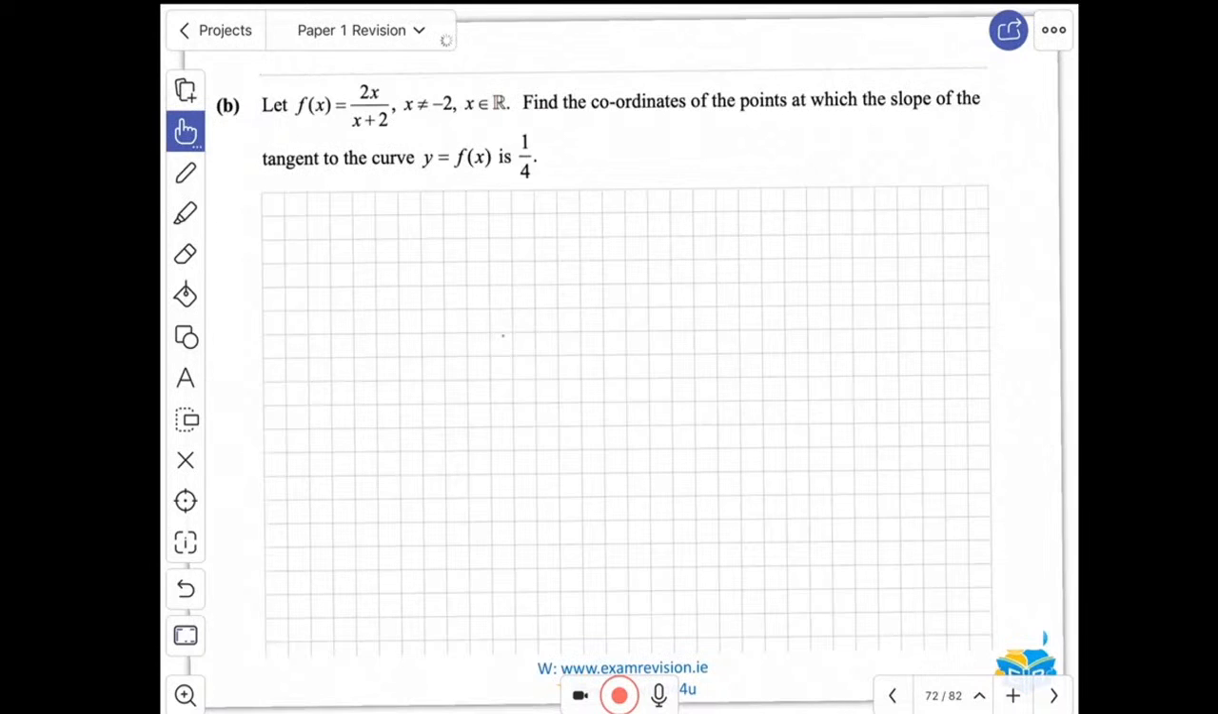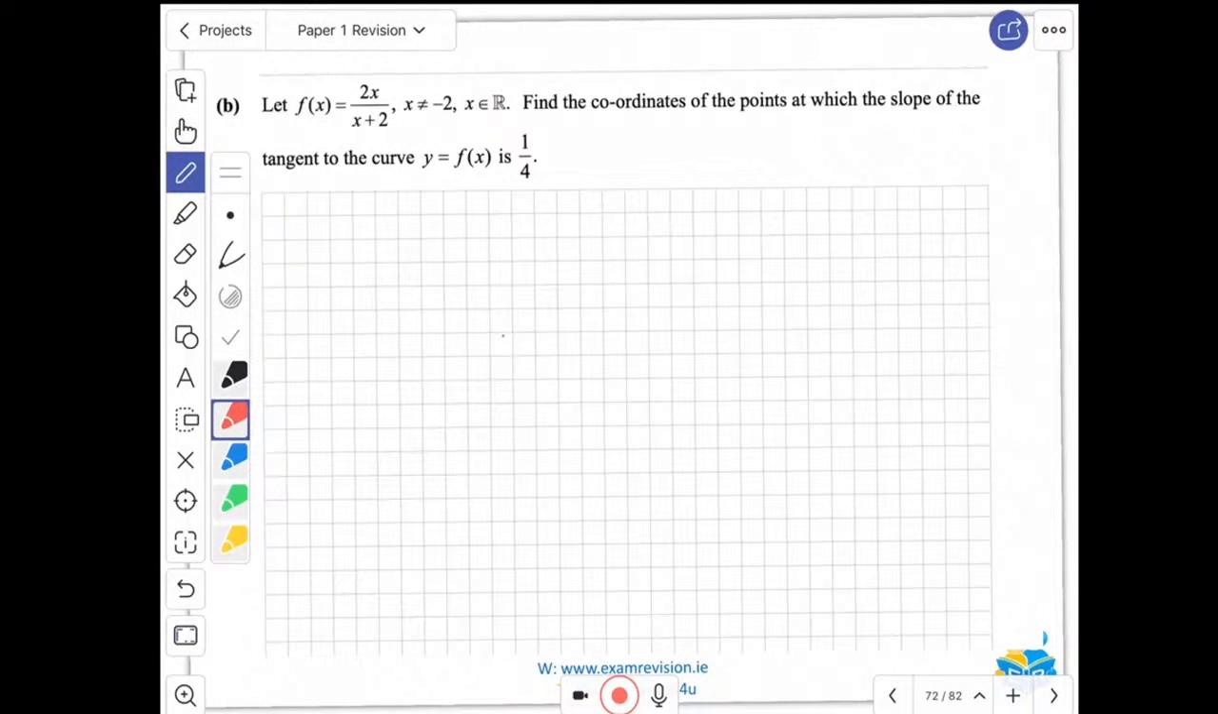And they're basically saying to you, well, I'm giving you the answer. The slope of the curve is a quarter, but I want you to tell me what the coordinates were for that point. So what we need to do to start off with is we need to go and we need to differentiate, because when we differentiate, that gives us the slope to the tangent of the curve. So we need to work out f dash x. So this is a fraction, which means you need to remember that we need to use our quotient rule.